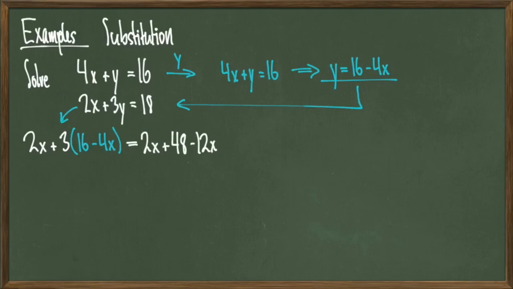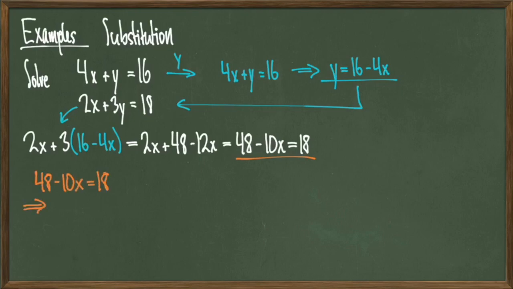Once I simplify, I get 2x plus 48 minus 12x, and I simplify again to get 48 minus 10x. And since the equation I started with was equal to 18 in our original system, I get that 48 minus 10x is still equal to 18. So I have pulled information from one equation in my system, plugged it into the next, and now I have worked my way down to a single linear equation. When I solve 48 minus 10x equals 18, I get that x is equal to 3.